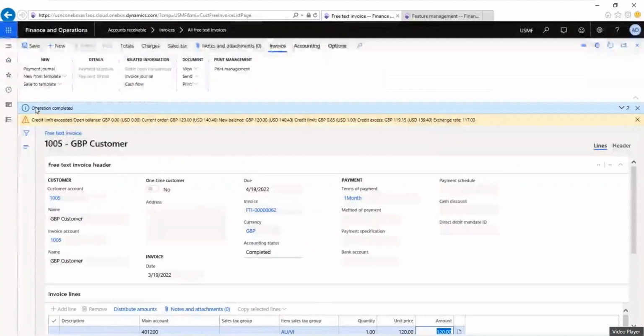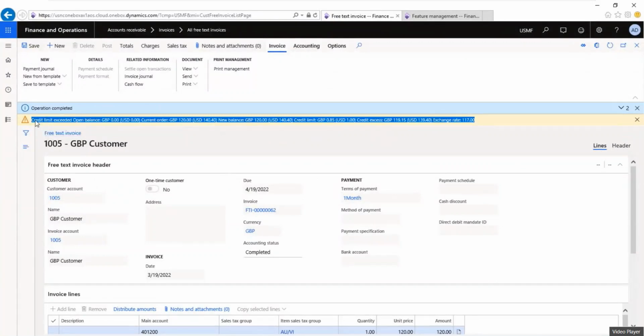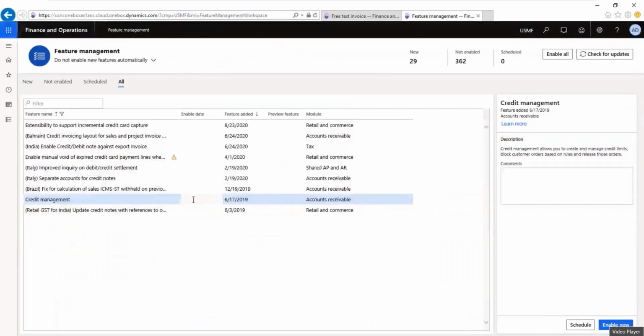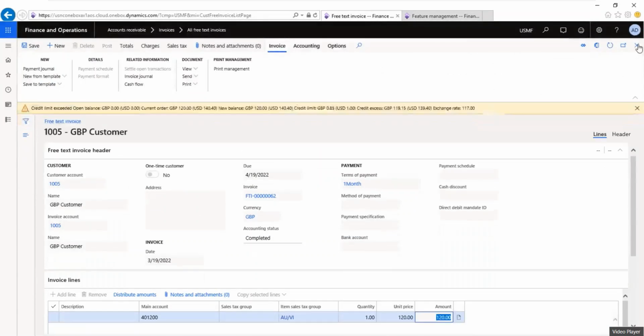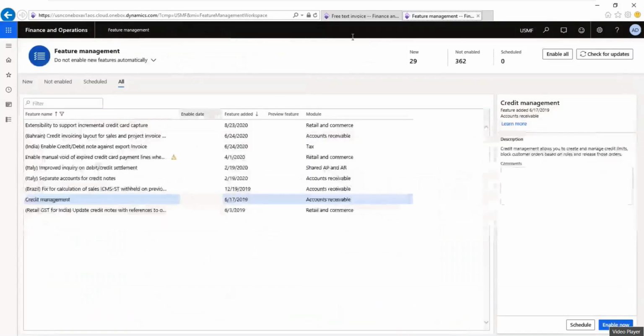So operation completed. This is a warning message only. Don't worry about this one. It's a warning message. But if it is enabled, you cannot post. It will be cancelled. If this checkbox is enabled, it will be cancelled and you cannot proceed with the transaction. You will get errors. So don't enable that one. Verify whether it is enabled or not. If it is enabled, please remove it.